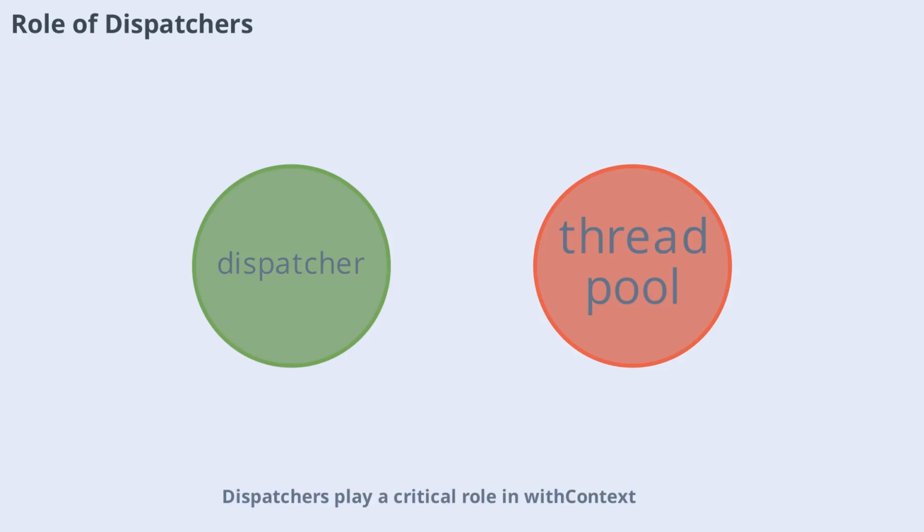Dispatchers play a critical role in withContext. They define the thread or thread pool where the coroutine runs. For example, Dispatchers.IO is used for I/O operations, Dispatchers.Default for CPU-intensive tasks, and Dispatchers.Main for UI updates. By assigning the right dispatcher, you ensure tasks run in their optimal environment, improving performance and preventing main thread blocking.